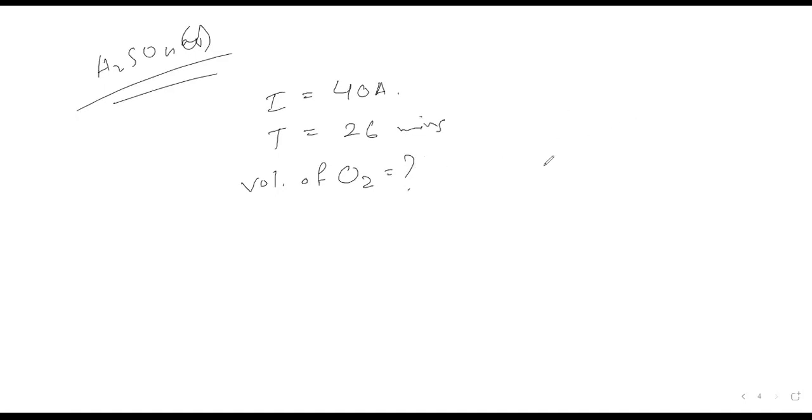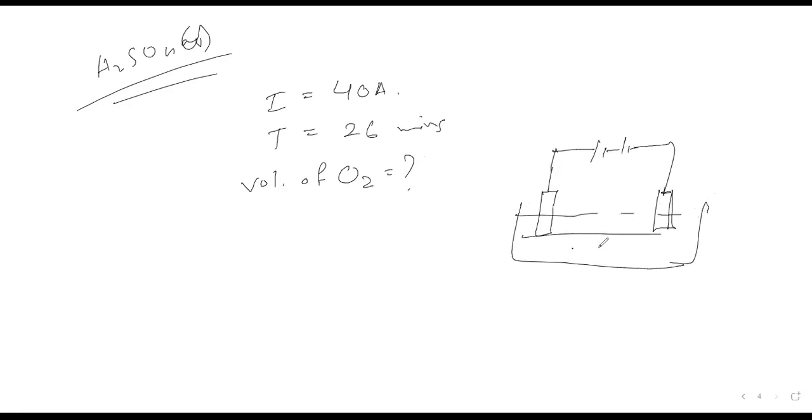At first, let's plot the situation. Let's think about the situation. We have the cell, the electrodes, and the solution, or the electrolyte actually, which is H2SO4 aqueous.